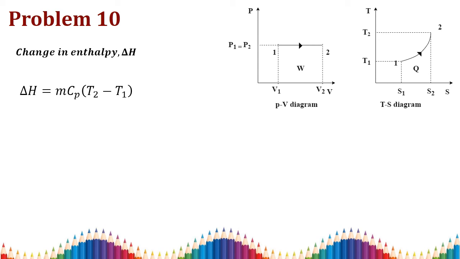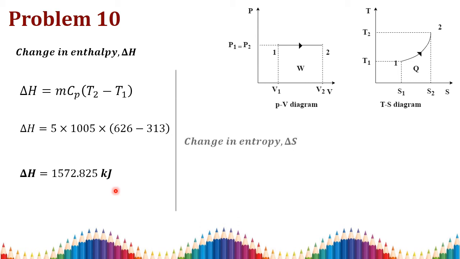So next one is change in enthalpy. Change in enthalpy, delta H, is equal to mCp into T2 minus T1 for your constant pressure process. m is given, Cp is your constant value for air, and again your temperature, so your delta H will be 1572.85 kilojoule.